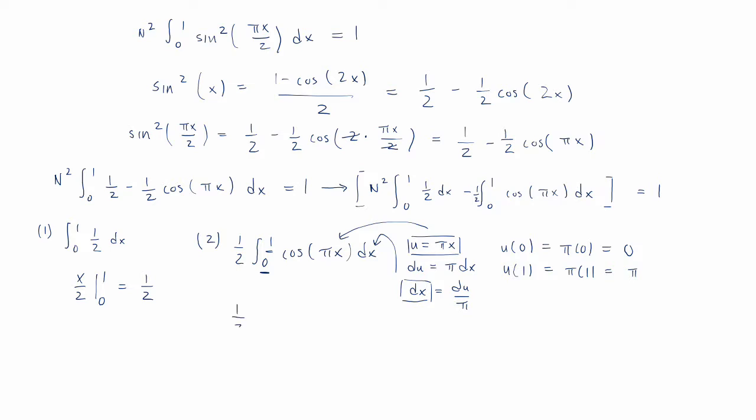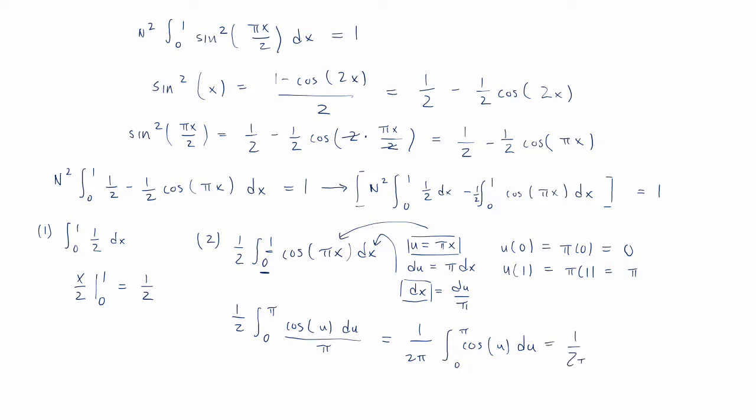So now I have 1/2 times the integral from 0 to pi of cosine of u du over pi, which is equal to 1 over 2 pi times the integral from 0 to pi of cosine of u du. Basically, what I did is I just took that pi out, and now we can evaluate.